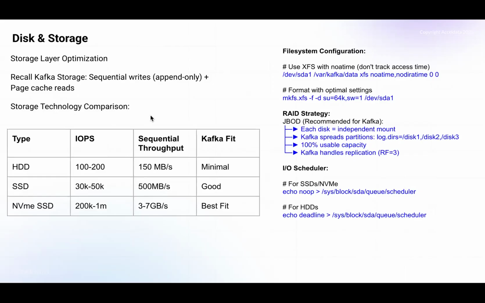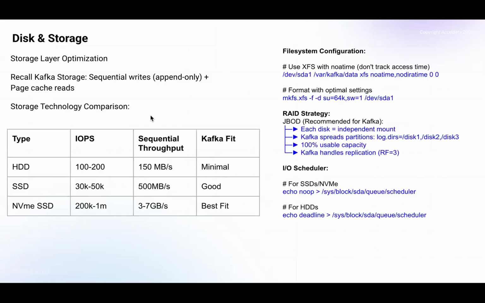The SATA SSD gives you 30,000 to 50,000 IOPS and 500 MB per second throughput. This is good for most production Kafka clusters. And NVMe SSD gives you 2 lakh to 1 million IOPS and 3 to 7 GB per second throughput. This is the best performance, but it is more expensive for most teams. SATA SSDs are the sweet spot. You get a massive improvement over HDD without the cost of NVMe.